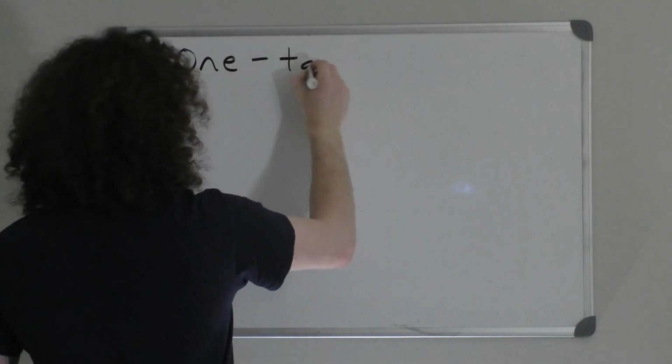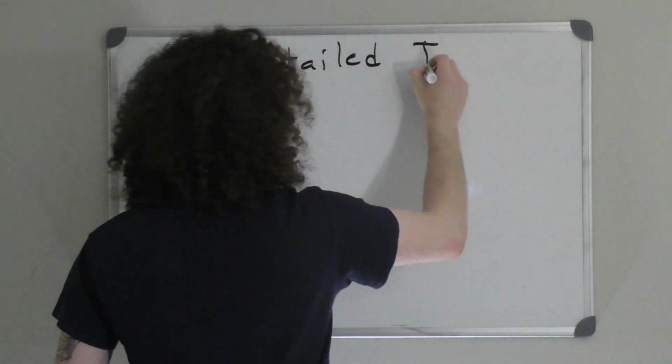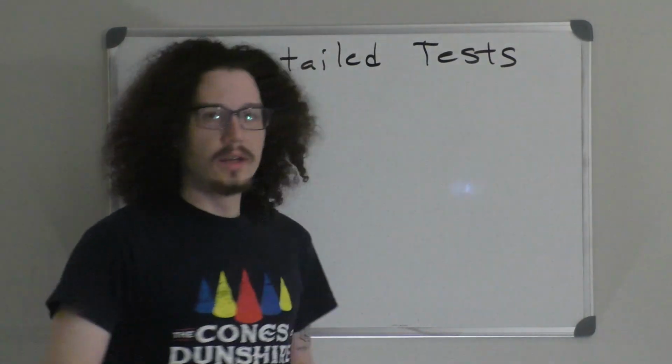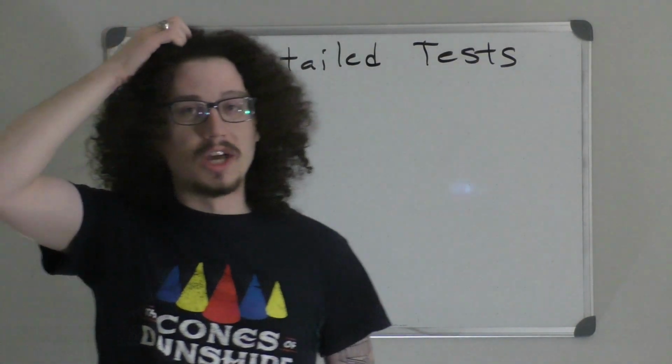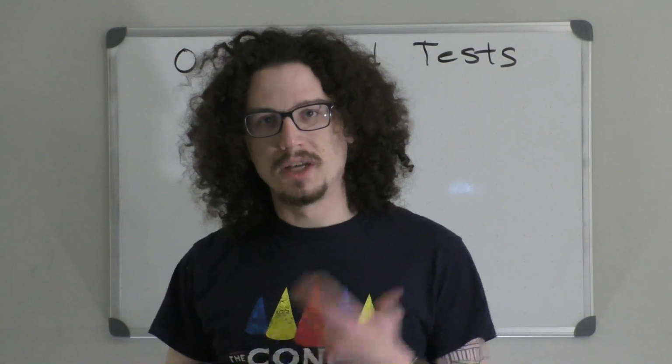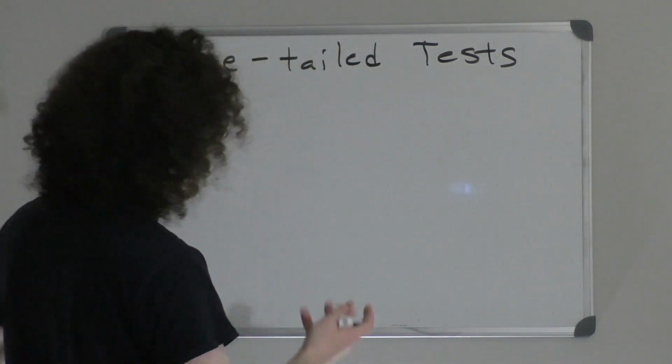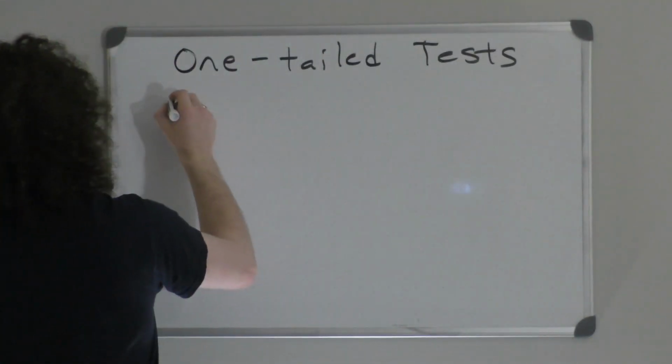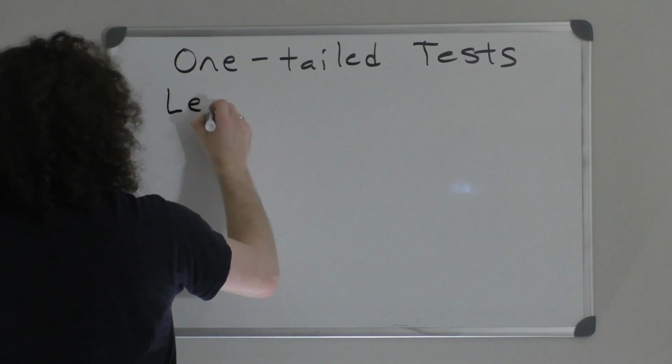Now, the next type is what are known as one-tailed tests. These are split up into two types. We have right-tailed tests and left-tailed tests.